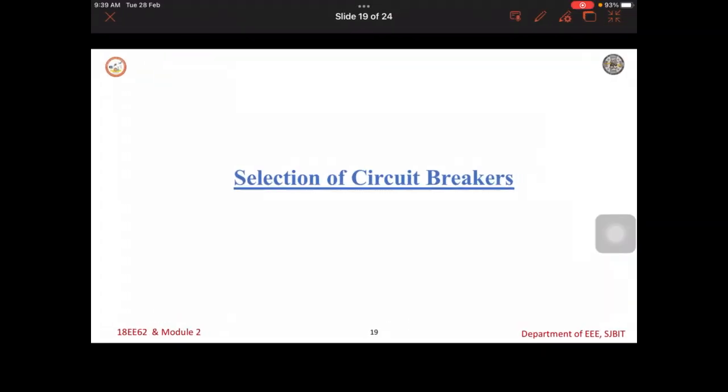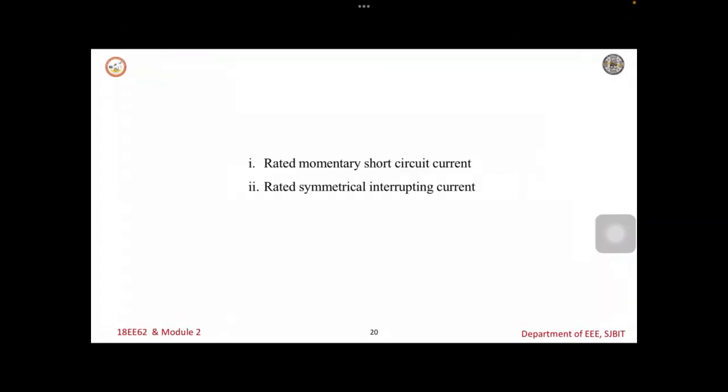Next, we will see how to select circuit breakers. The circuit breaker is an automatically operated electrical switch which is capable of interrupting currents. Circuit breakers are high voltage, high current devices. Under short circuit conditions, there are two important computations we have to consider: one is the rated momentary short circuit current, and the second is the rated symmetrical interrupting current.